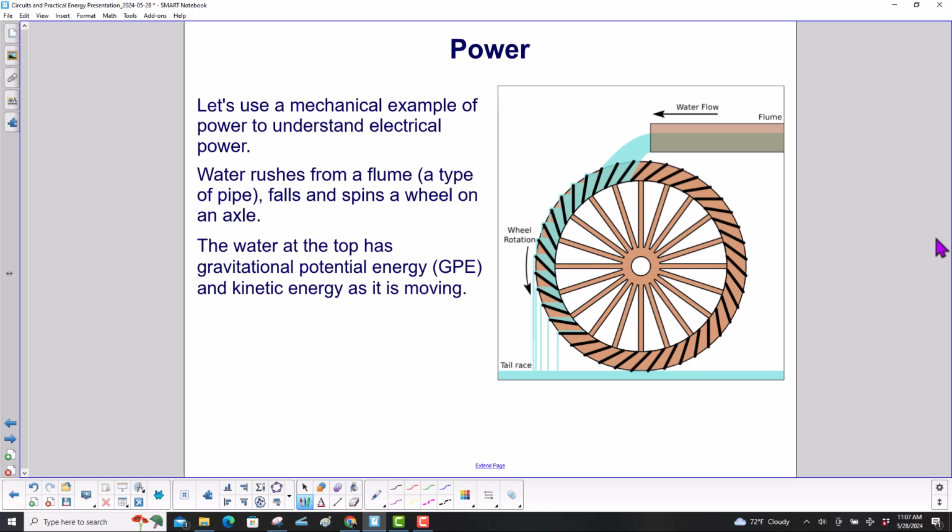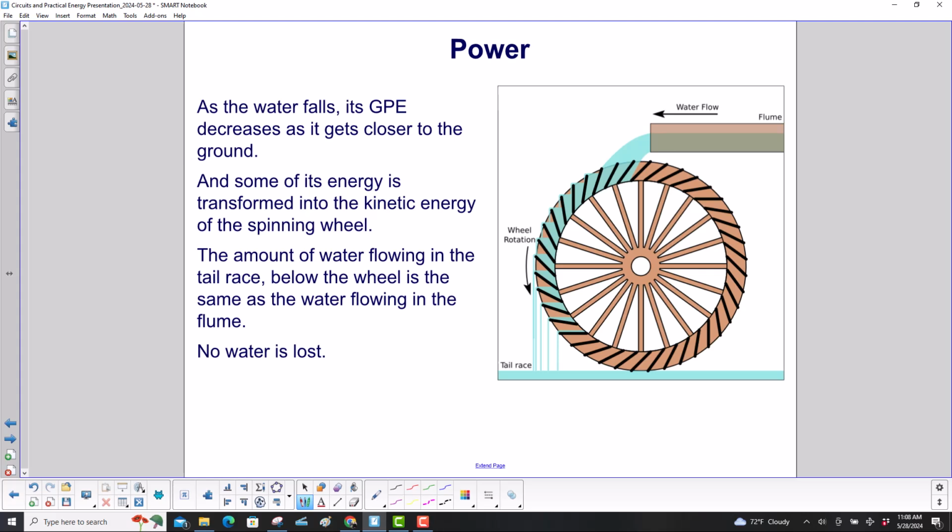Let's use a mechanical example of power to understand electrical power. Water rushes from a flume, up here, that's a type of pipe, falls and spins a wheel on an axle. The water at the top has gravitational potential energy and kinetic energy as it is moving. As the water falls, its gravitational potential energy decreases as it gets closer to the ground, and some of its energy is transformed into the kinetic energy of the spinning wheel. The amount of water flowing in the tail race, that's down here, below the wheel is the same as the water flowing in the flume. No water is lost.